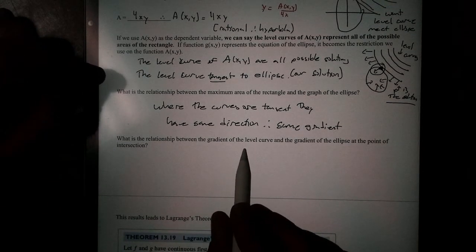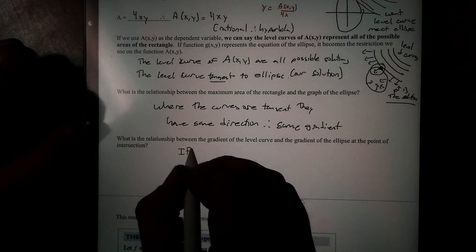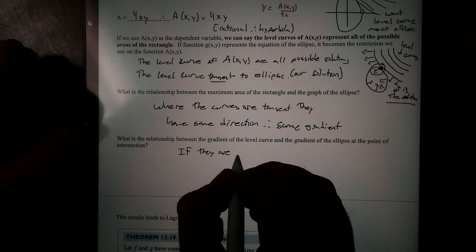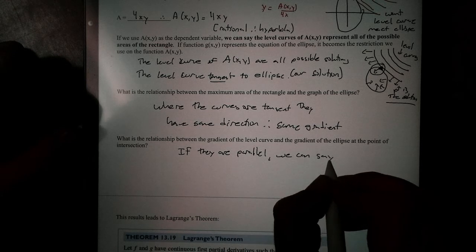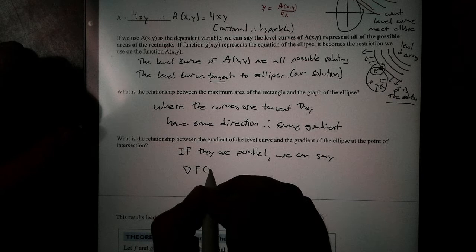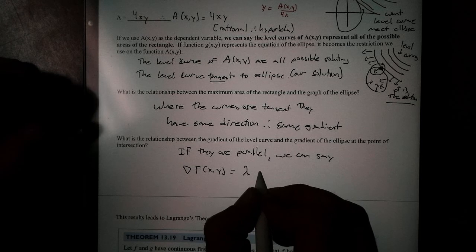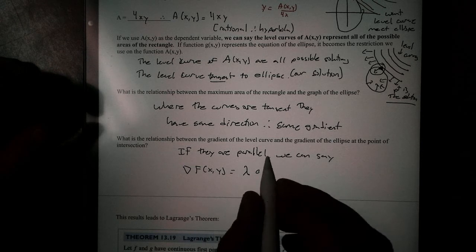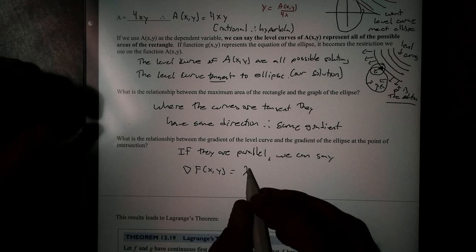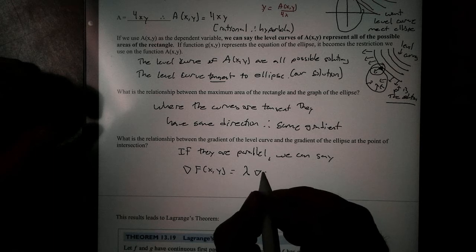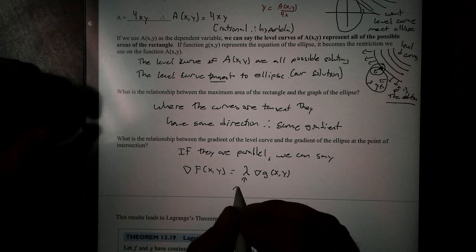What is the relationship between the gradient of the level curve and the ellipse? Well, if they are parallel, we can say the following: the gradient of the function is equal to some multiplier times the gradient of what we call our constraints. We're going to talk about that in just a few moments. This right here is a multiplier.